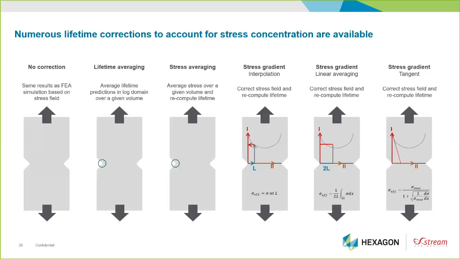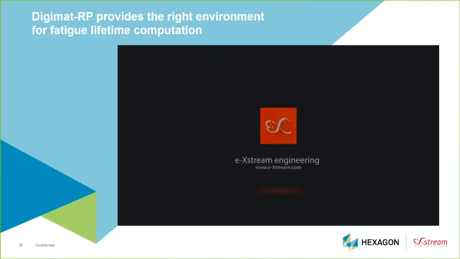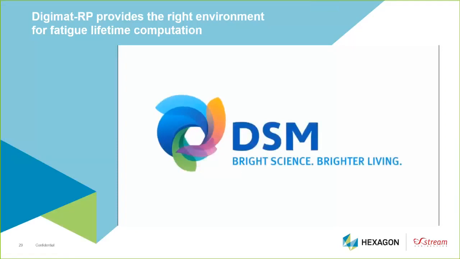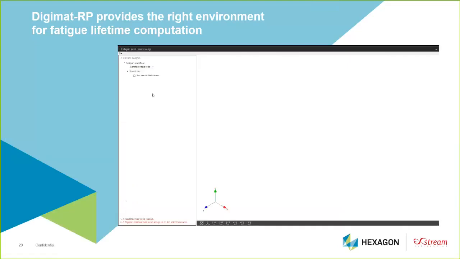So I hope this gives you a better overview of what are the options available. I will now show you a quick video so that you can see how to use Digimat-RP as an environment in order to post-process part result lifetime. So in Digimat-RP, you will find the post-processing environment from the top-down menu. So there's a specific item.